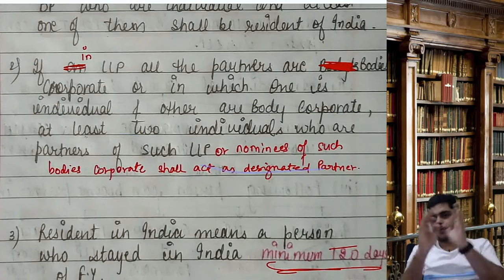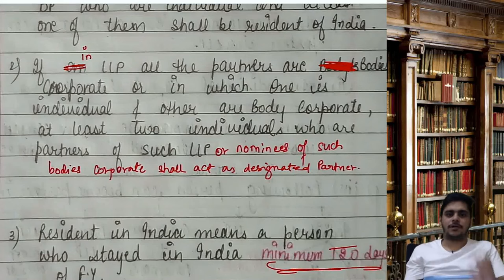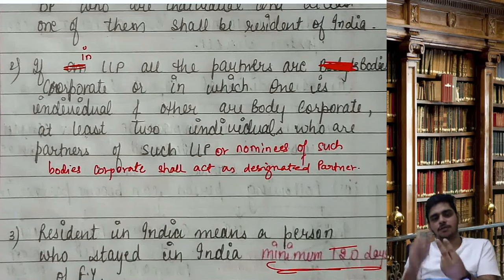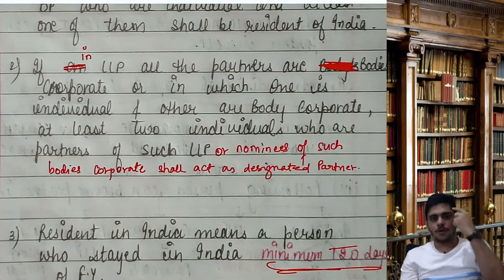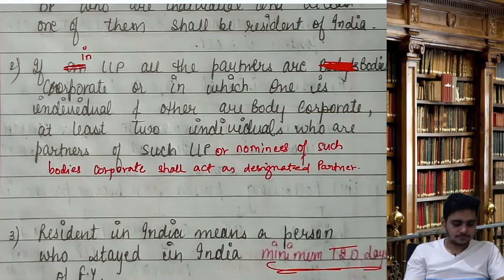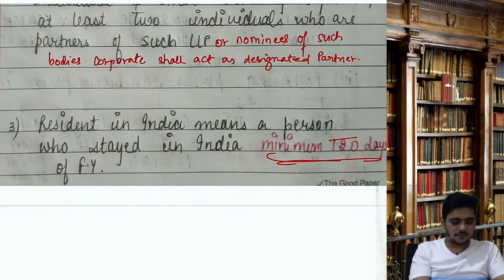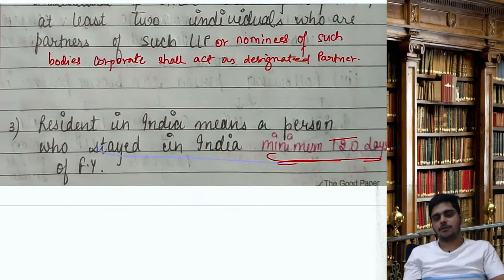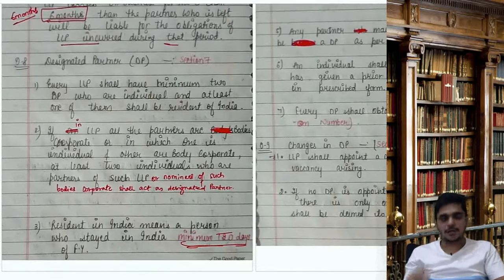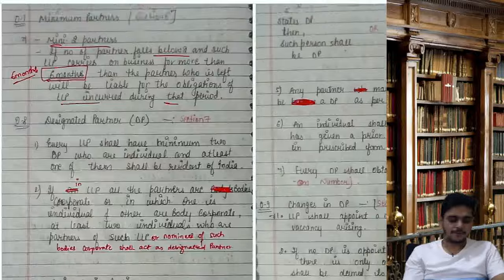If in an LLP all the partners are body corporate, or one is individual and the other is body corporate, then at least two individuals who are the partners of such LLP or nominees of such body corporate shall act as designated partners. One should be a resident, okay? Resident in India means staying in India for minimum 120 days of a financial year, okay? Residential status for LLP is different.